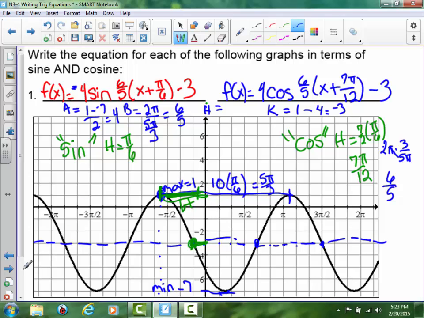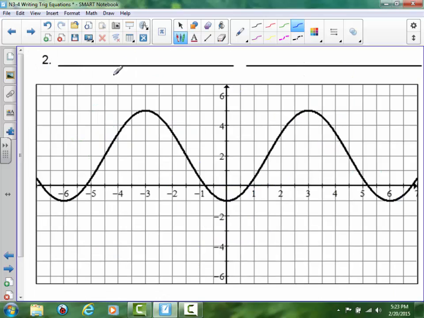All right, let's take another example. All right, so again, I know A, B, and K will be the same no matter what. And then H I'll have to decide for sine versus cosine. So I'm going to have sine, and I'm going to have cosine.